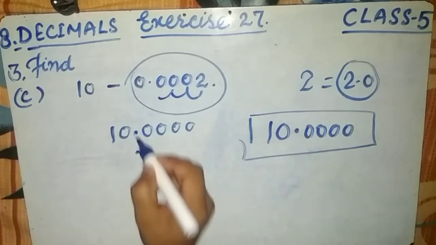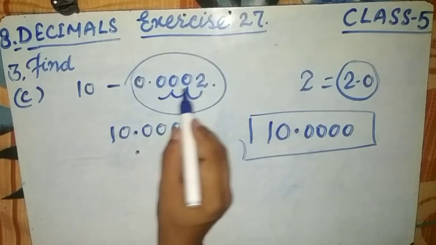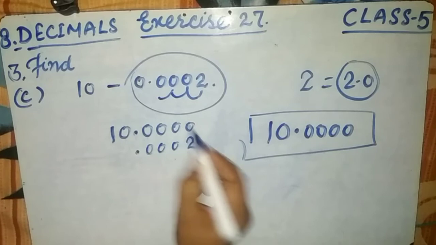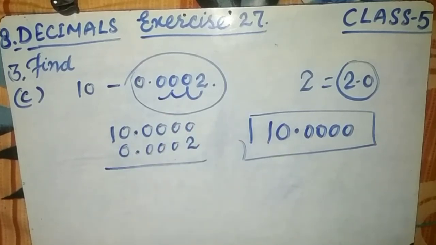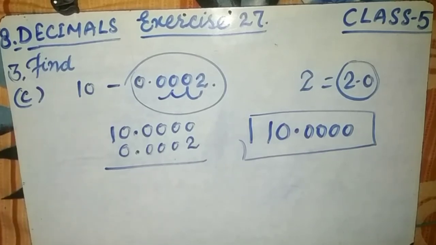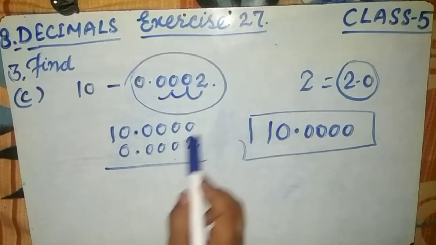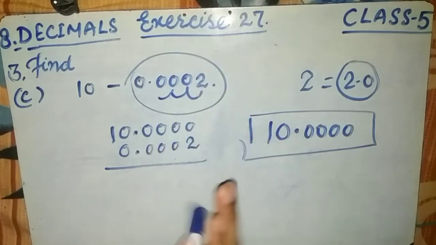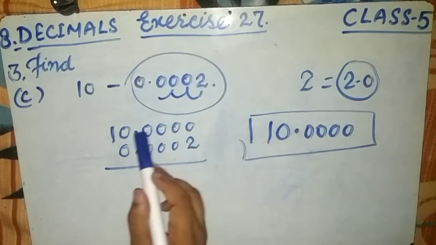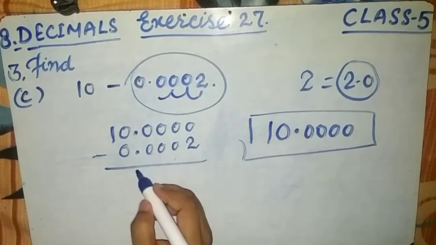Now write the decimals straight, all decimal points aligned. So here is 10, and here is 0.0002. Now this 10 will change into a decimal fraction with 4 decimal places. First put the decimal and write 4 zeros. This gives us the integer part, and this is the fractional part, which has four digits. So we have already written the 4 digits here. Here is the minus sign. Now subtract, friends. Write the decimal.